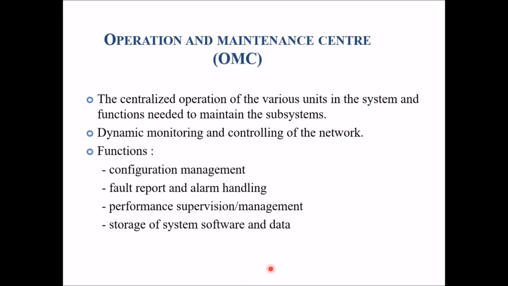Now, the fifth part that we have seen, the Operation and Maintenance Center, OMC. So what does it do? It looks after all the systems. It is dynamically controlling and monitoring the whole network. It provides centralized operation of the various units in the system and the functions needed to maintain the subsystems. The functions are configuration management, fault reporting and alarm handling. Means whenever there is a fault in the MSC or any of the systems in the network, it gives an alarm. Also performance supervision and management, and storage of system software and data.